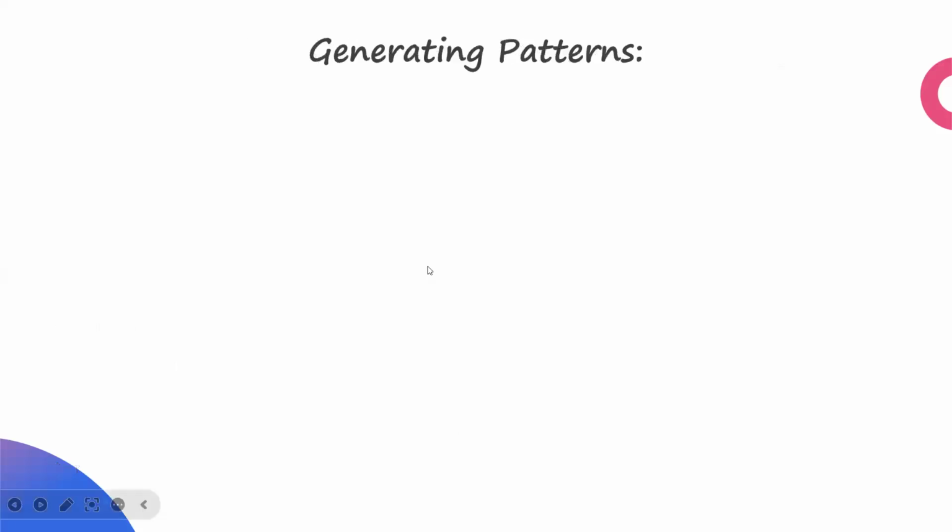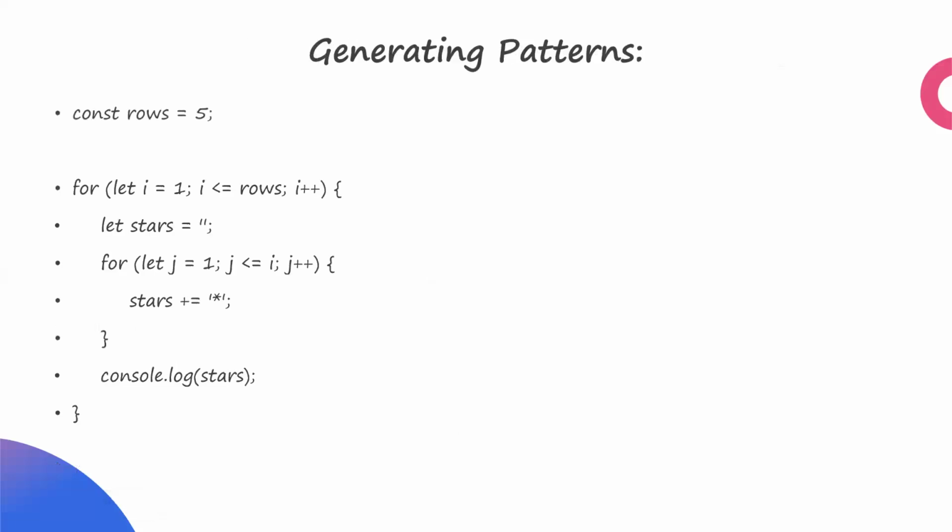All right, so generating patterns. This is a simple example everybody would understand. We have rows as 5 and we want to print stars 5 times. This is the outer loop. We are going to run this outer loop 5 times because rows here is 5. And inside, for every iteration, we are declaring an empty string as a star.